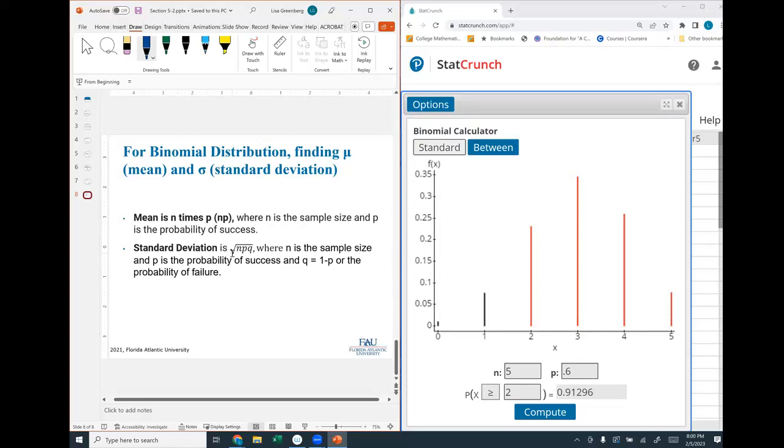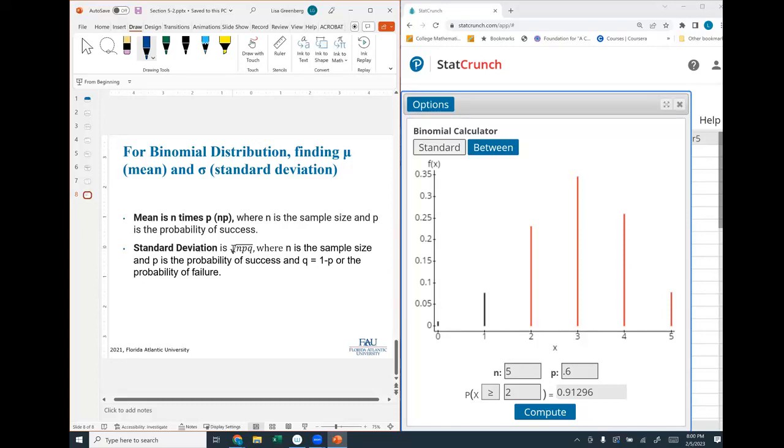The standard deviation is the square root of 5 times 0.6 times, remember q was, oh, here it says it right here, q is 1 minus p. So 1 minus p is 0.4. So I'd multiply 5 times 0.6 times 0.4. And then I take the square root of that, and that would give me my standard deviation.